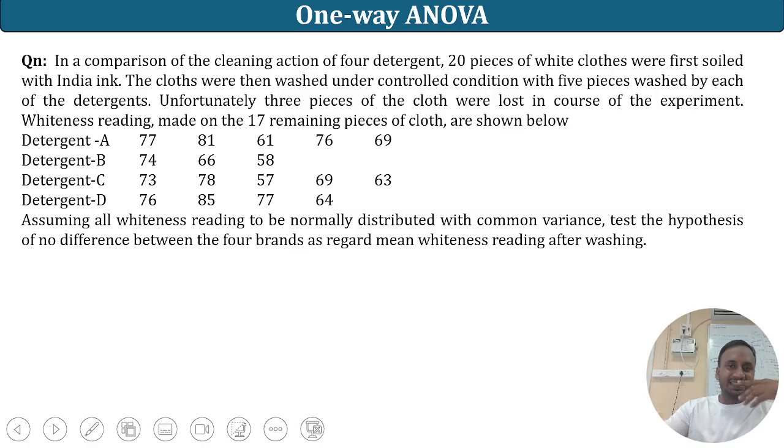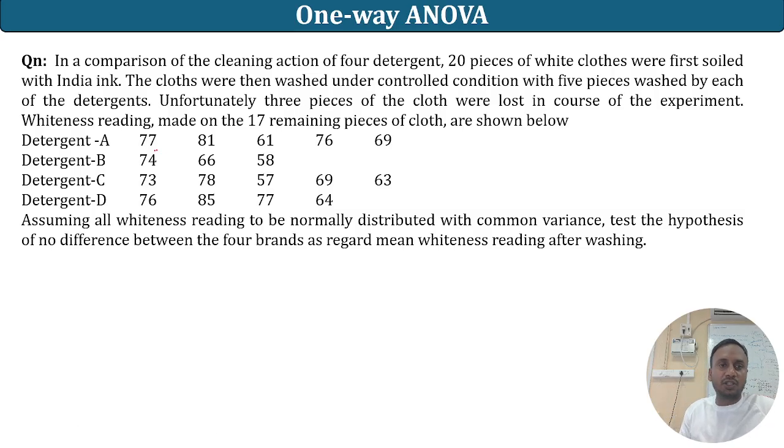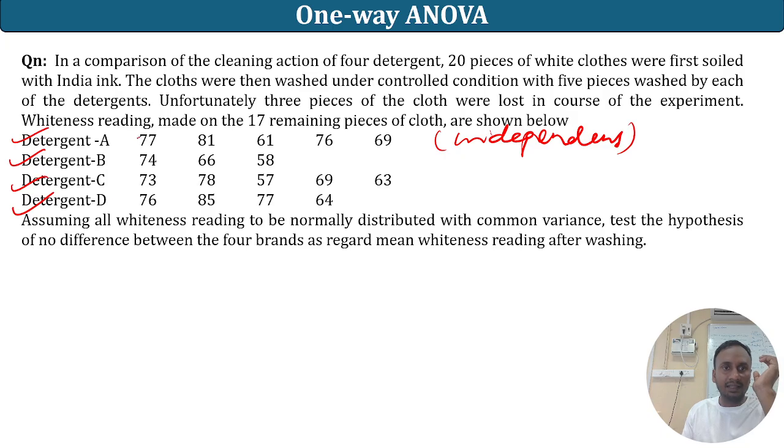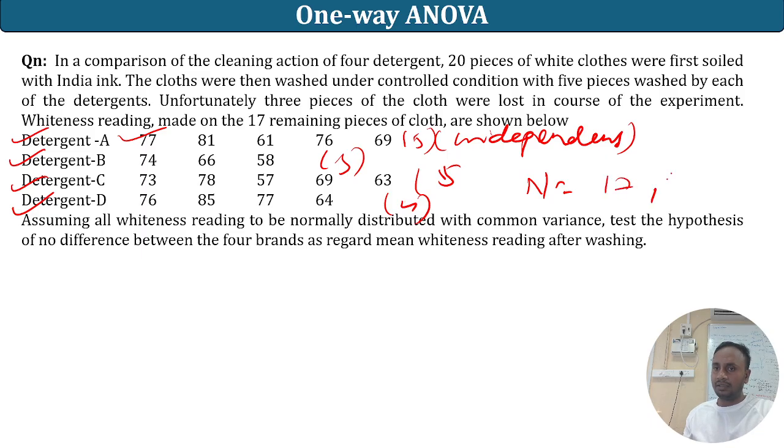Okay. So this is a simple question actually. They are saying this is going to be independent. Four detergents we have: A, B, C, D. In that we have how much? One, two, three, four, five. Five samples, three samples, then again five samples, again four samples. So total N will become 5, 3, 8, 8, 5, 13, 4, 17. Then K will become 4. So N minus K will become 13.